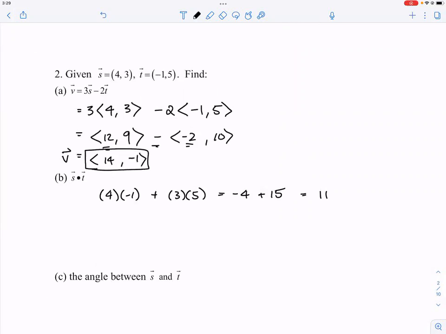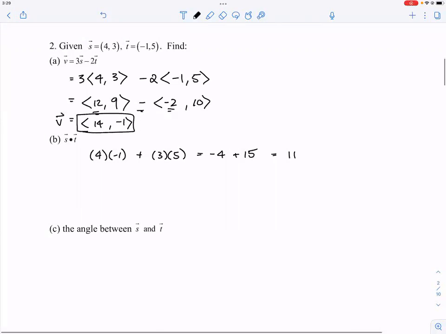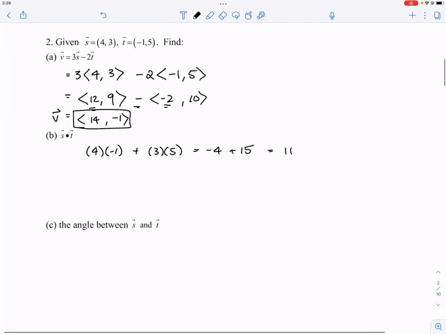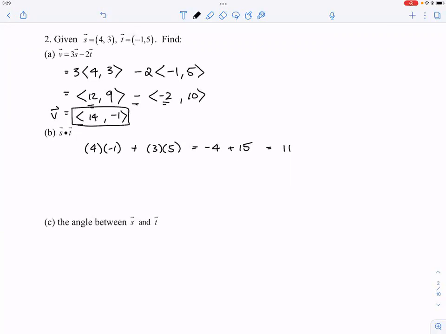Okay. And then we also want to find out the angle between S and T. Now, drawing is not required, but I would strongly suggest you to just draw a rough picture. Okay, so let's say this is vector S, and this is vector T. So at least you have an idea what kind of angle you're looking for. Okay, I like to have a picture. You don't have to, but I would strongly encourage you to draw a picture.